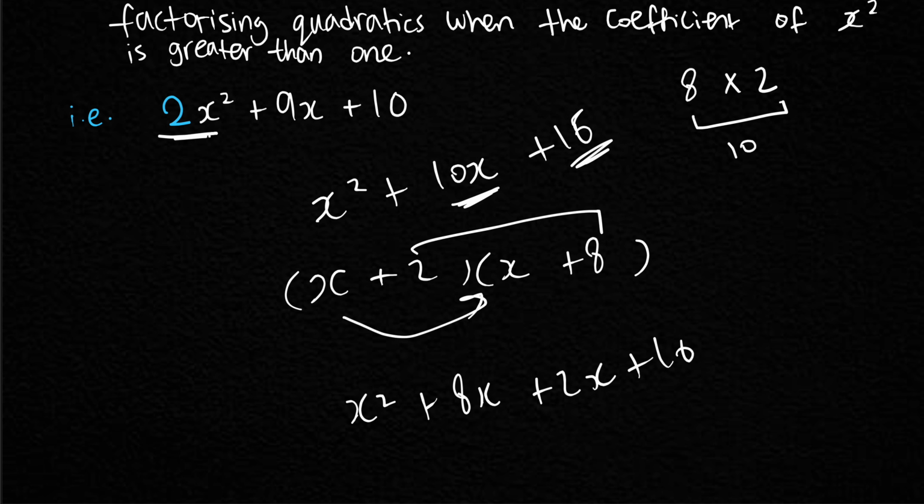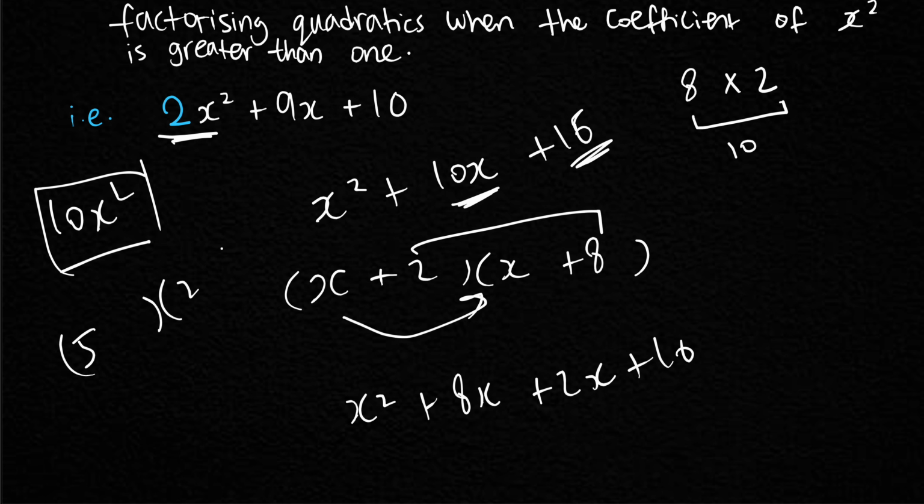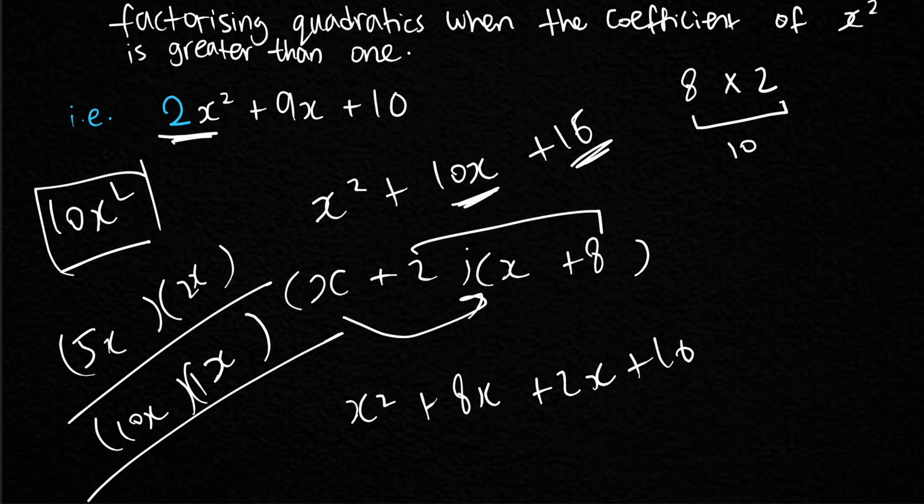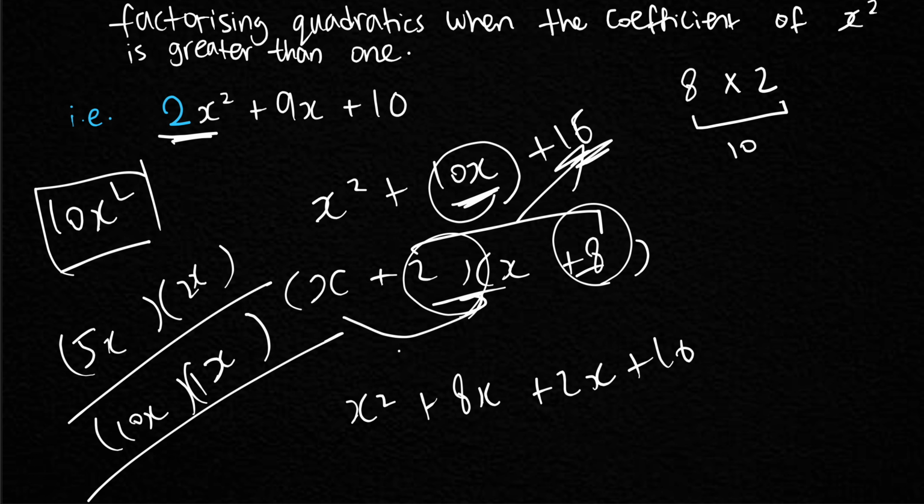But when we have a coefficient of 2 or a coefficient of 10x squared, that's when the process gets a lot more challenging, because the numbers in front could be 5 and 2x. It could be 10 and 1x. So there's a lot of possibilities, and then the process of the two numbers just multiplying to make the last digit, adding to make the middle digit, does not work. So let's look at the method that you would use when the coefficient is not 1.